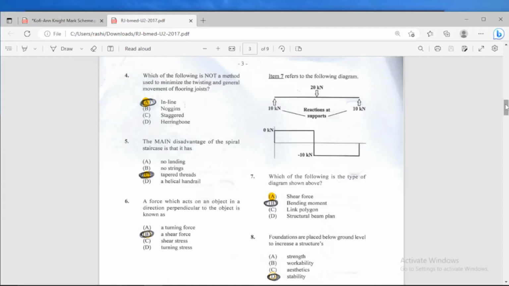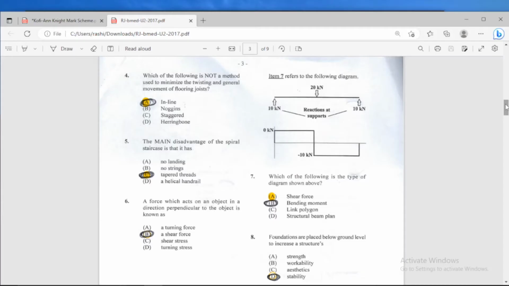Alright, number 4 here says, which of the following is not a method used to minimize the twisting and the general movement of flooring joist? Alright, so a floor joist is similar to a rafter in a roof. It's just the baseboards that you will use in your floor that you will then apply your finished floor to.